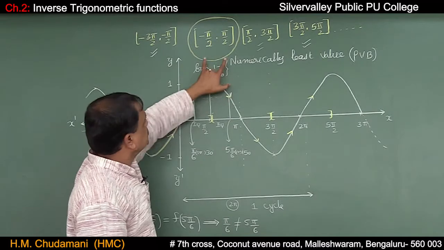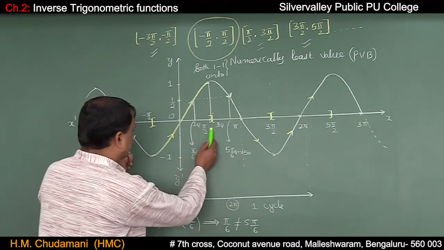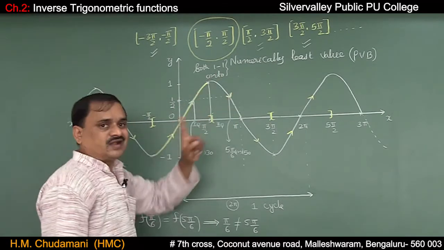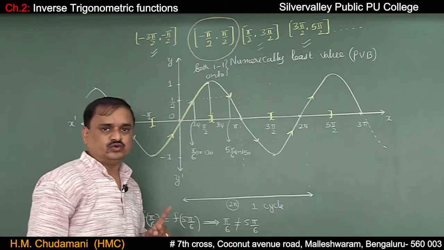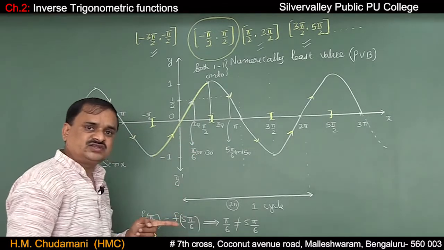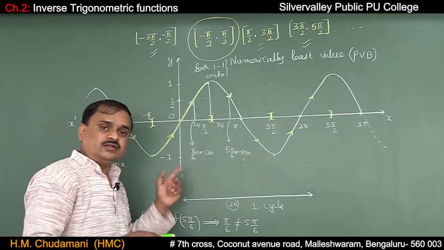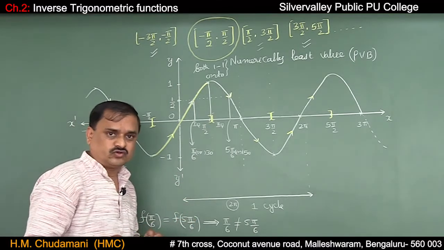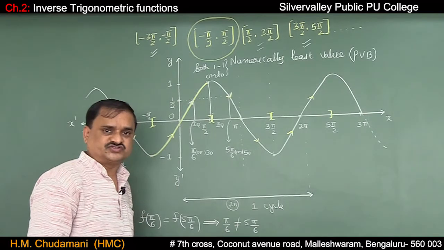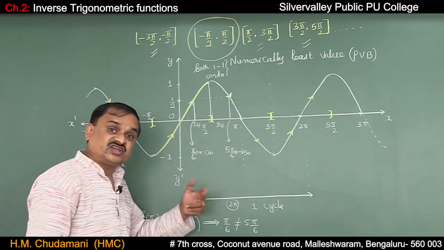So, of these, the numerically least value, minus pi by 2 to plus pi by 2, in and around origin, is considered as the principal value branch. In this interval, you can make the sine function one-one. All the trigonometric functions are onto, as they are periodic functions. So here, both one-one and onto means bijective.